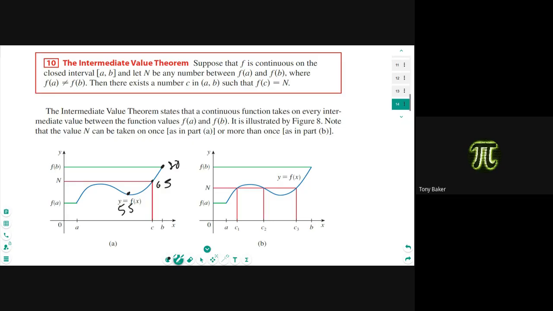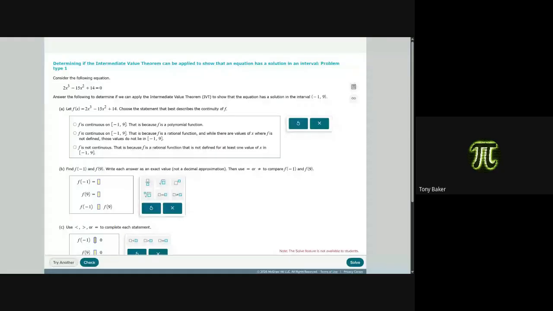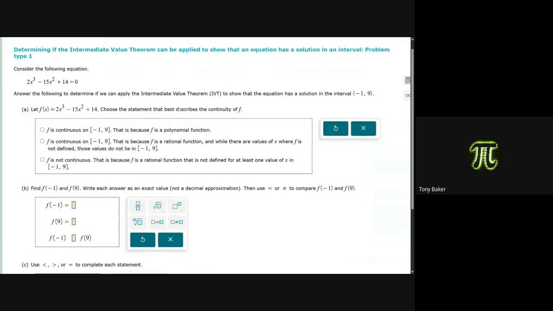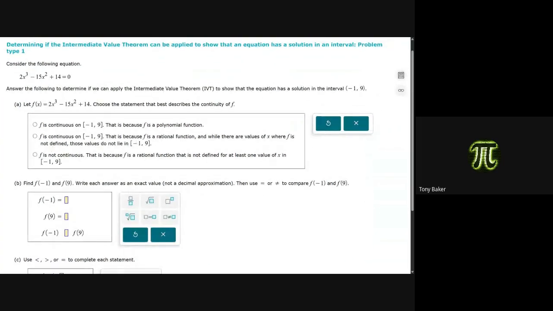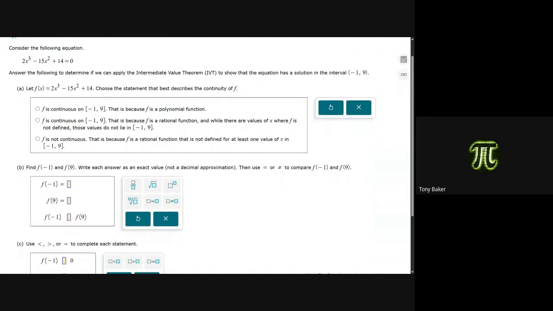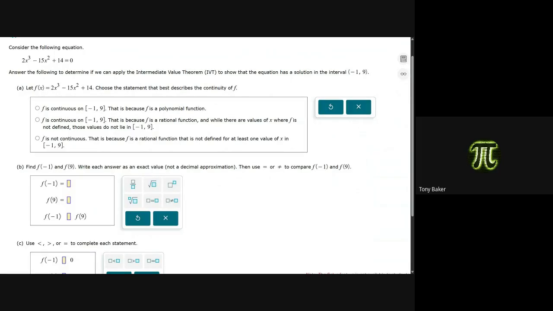Now, this time I'm actually going to use the Alex problem to show you because it's long, and there's lots of boxes to check. So this is the Alex problem. I will copy and paste this into the notes too, so you'll have it there, but it'll be in the video. Considering the following equation, 2x to the third minus 15x squared plus 14 equals 0.